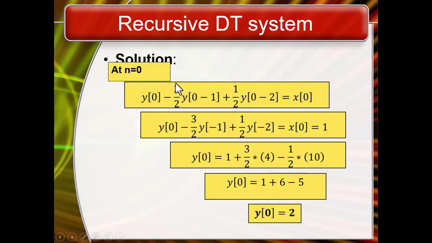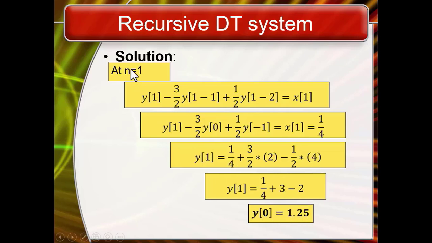y of 0 minus 3 over 2 y of 0 minus 1 plus 1 over 2 y of 0 minus 2 is equal to x of 0. y of 0 minus 3 over 2 y of minus 1 plus half of y of minus 2 is equal to x of 0, but the value of x of 0 is 1. y of 0 from this is equal to 1 plus 3 over 2 times y of minus 1, which is 4, minus half multiplied by y of minus 2, which is 10. When you solve this, you'll get y of 0 is equal to 1 plus 6 minus 5.